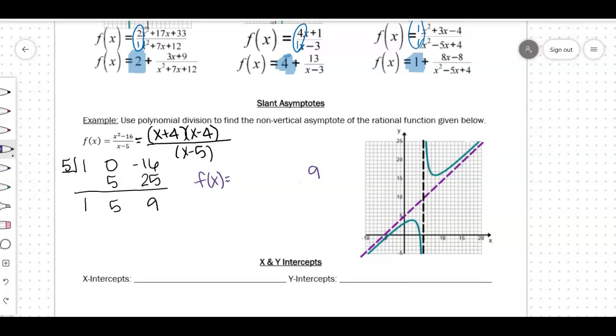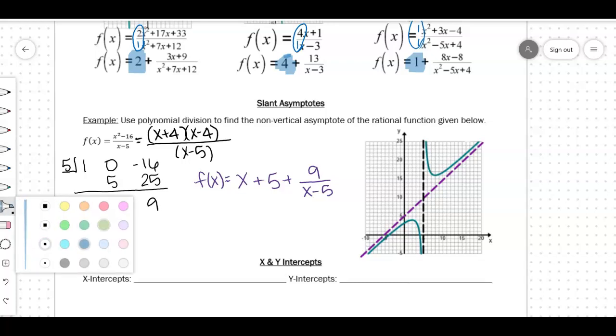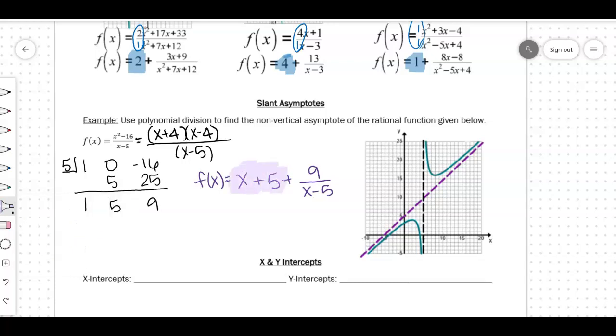Remember, 9 is the remainder. We put it over our divisor, x minus 5. 5 is our constant, where 1 is the coefficient of our x term. So, remember, the reason for writing it in mixed number form is that the polynomial part is our non-vertical asymptote. So that means that we have a slant asymptote at y equals x plus 5.